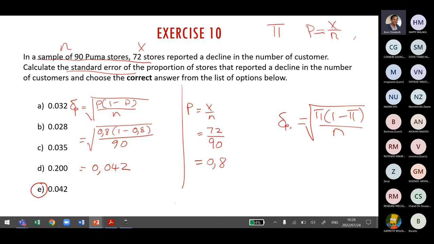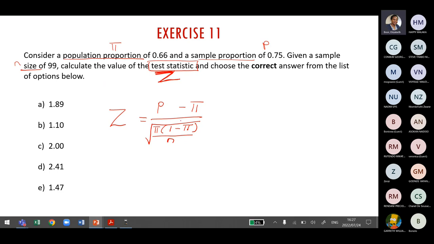Remember in the previous question, the reason why we didn't use this formula is because we were given only the sample. So we calculated the standard error of the proportion. But your z-score formula is this, where the square root of the population proportion times 1 minus the population proportion divided by n is your standard error. Okay, so now let's substitute into the formula. Our sample proportion p is 0.75 minus your population proportion, which is 0.66, divided by the square root of 0.66 times 1 minus 0.66, divided by our n of 99.